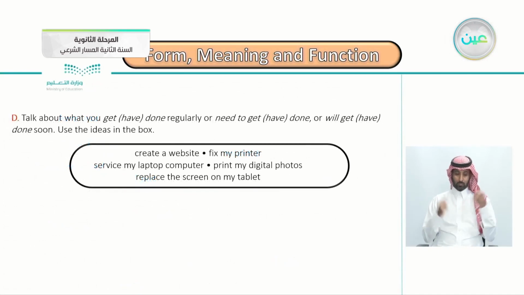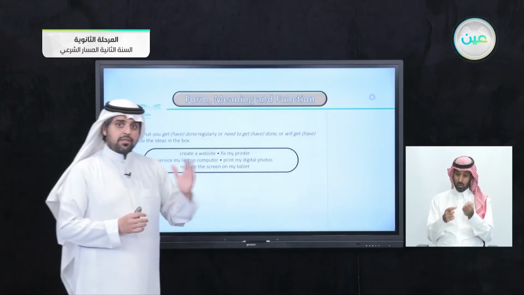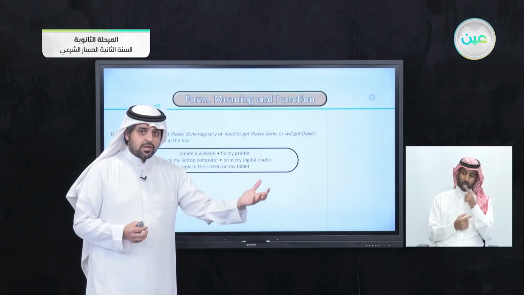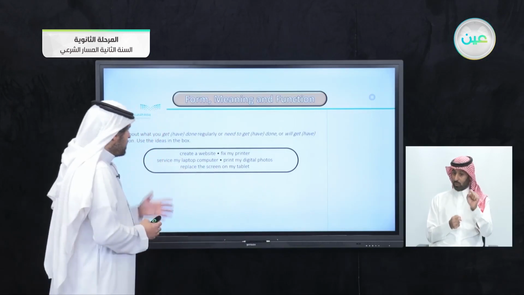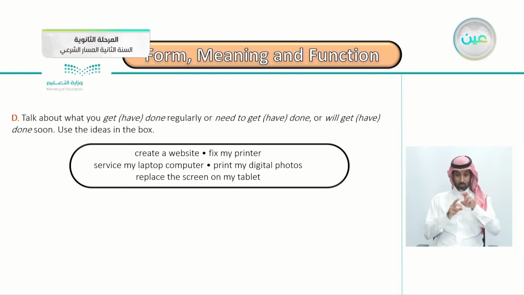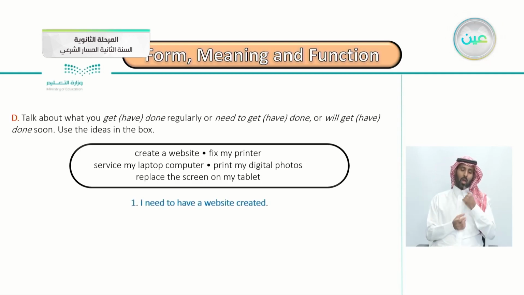Next exercise here, talk about what you get or have done regularly, or need to get or have done, or will get or have done soon. Use the ideas in the box. Of course, all the sentences are talking about someone else who will do these things for me. Create a website, either with the present, future, or past. Yes, I need to have a website created. Past participle here. I need to have a website created.